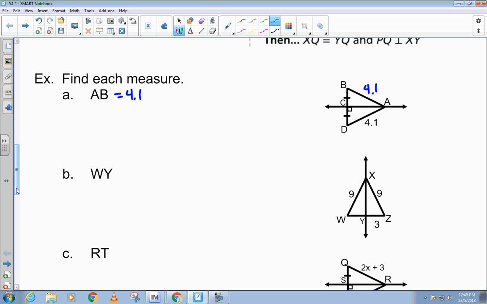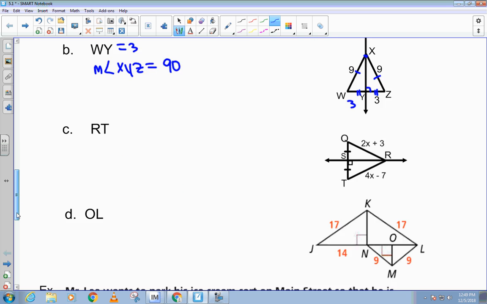WY. We come over here and we see that X is equidistant to the endpoints of W and Z. So what does that mean that this line does? It bisects WZ, and it's also perpendicular to it. So what would the length of WY be? 3. What would the measure of angle XYZ be? It's perpendicular to it, which means it creates a right angle.